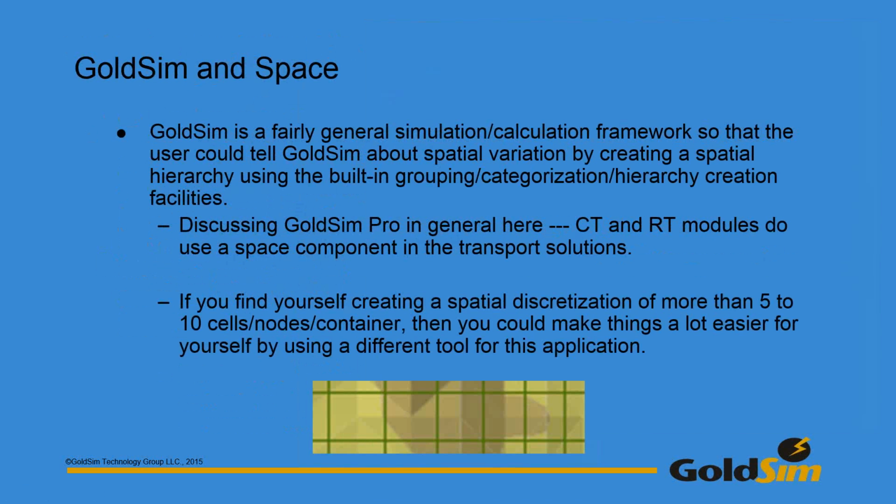One of the rules of thumb that I often use is, if you find yourself creating a spatial discretization where you're looking at some sort of spatial parameterization, the same solution, and you're using more than 5 to 10 different cells, nodes, or containers, that's a clue to yourself that it might be easier to do this particular application in another tool, a grid-based tool. Again, there are many reasons why you might want to do this in GoldSim too, and that's fine. It is just more work for the modeler than a different tool would be.